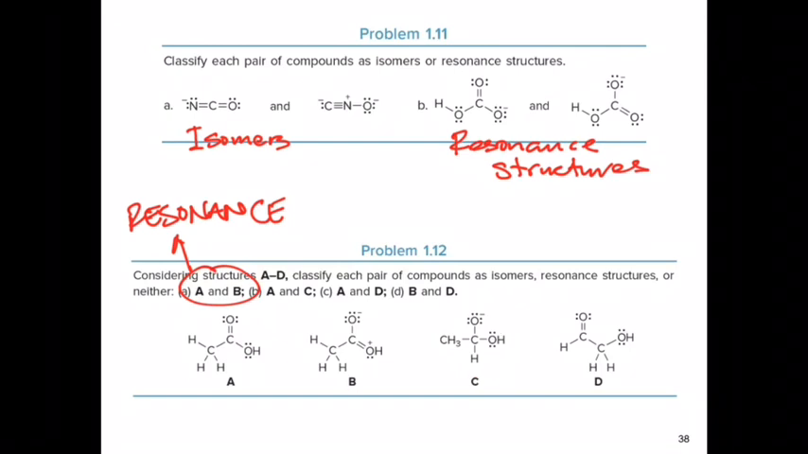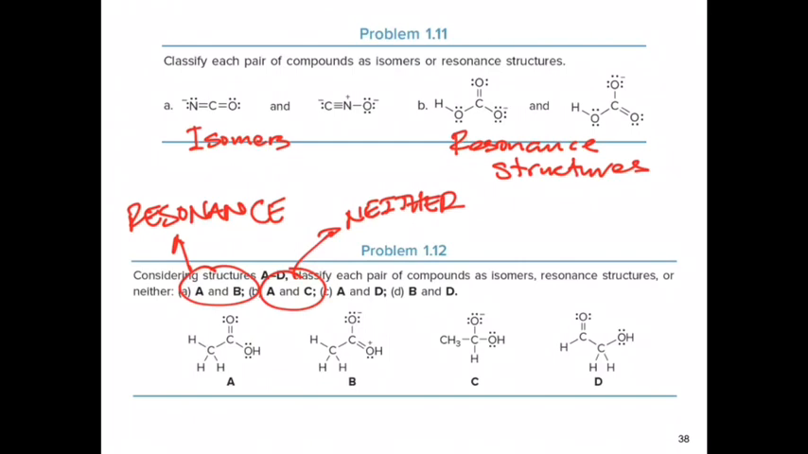And so A and C are completely different structures, different atomic arrangement, different electronic arrangement, and won't even count as an isomer because of that extra hydrogen in its structure. So A and C are considered neither resonance or an isomer.